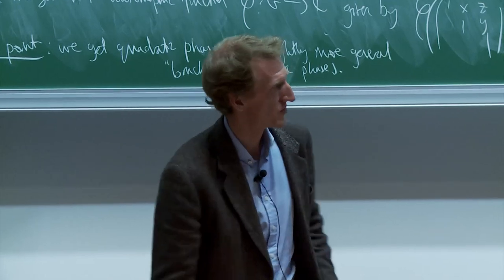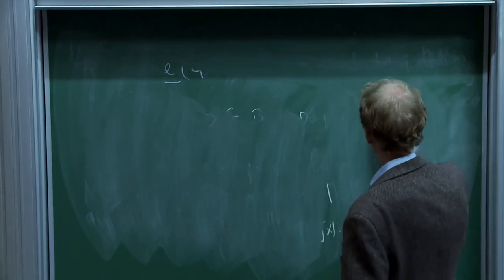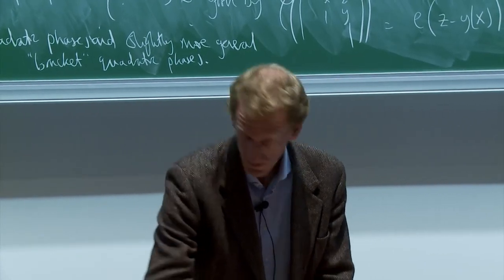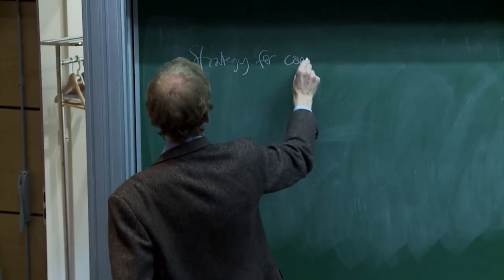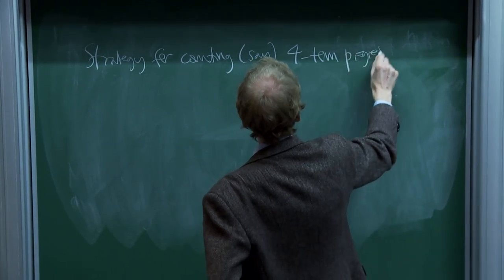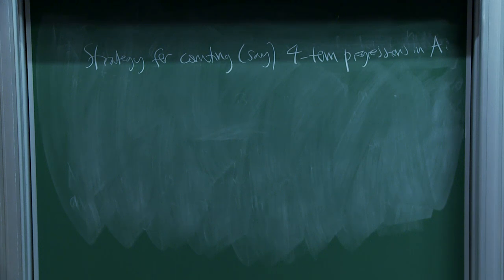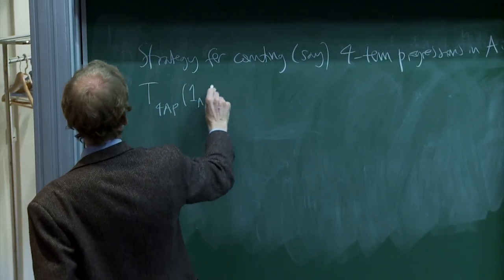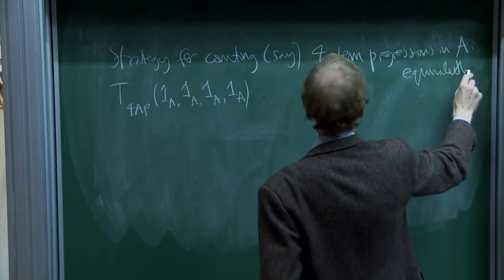So once you have this definition of a Gowers norm and this notion of generalized von Neumann theorem, here's a strategy for counting arithmetic progressions in a set A. So, a strategy for counting, let's say, four-term progressions in A. A here is just some set that's given to you. It might be the set of primes. It might be some other set. How are we going to count four-term progressions in A? Well, what we want is T4AP of 1A, 1A, 1A, 1A, or equivalently that.